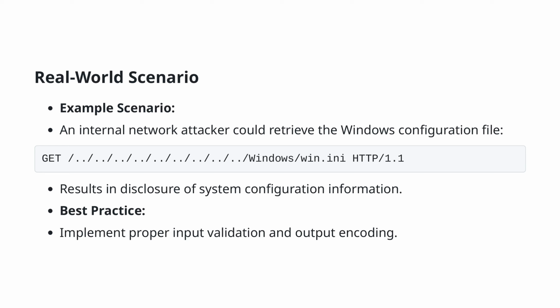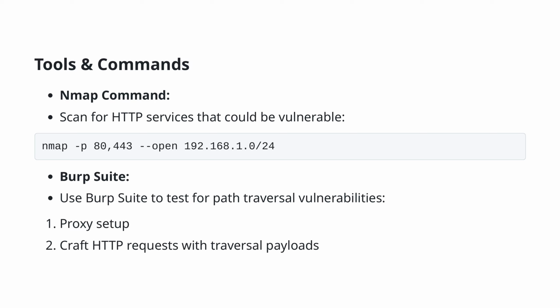On this slide, we're going to focus on the tools and commands you can use to identify and test for potential path traversal vulnerabilities in your network. For network scanning, you can use nmap. An example command is nmap -p 80,443 --open 192.168.1.24.